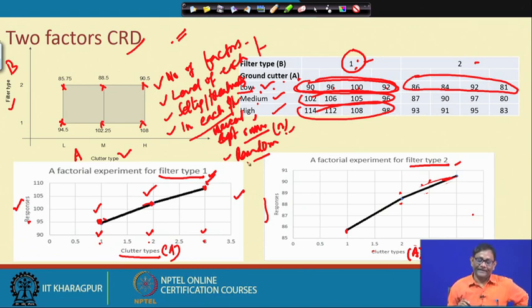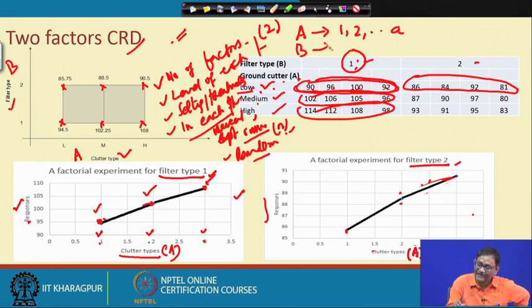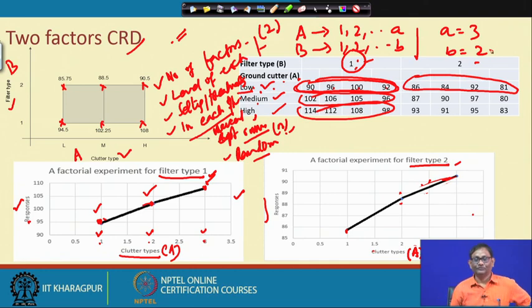Okay. So, in the two factor case, your number of factors is 2, here with 3 levels and 2 levels, while in general factor A can have a levels, factor B can have b levels. In this particular example, a equal to 3 and b equal to 2.